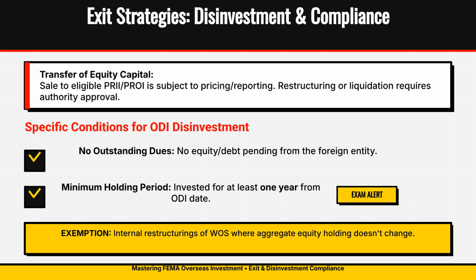Eventually, investors may wish to exit their overseas investments, and FEMA lays down specific conditions for disinvestment. Transfers through sale are generally permitted subject to pricing, reporting, and documentation requirements. For ODI disinvestment, two conditions are especially important. First, there should be no outstanding equity or debt dues receivable from the foreign entity. Second, the investor must have held the investment for at least 1 year from the date of ODI. These conditions do not apply to certain internal restructuring transactions involving wholly owned foreign subsidiaries, where overall ownership remains unchanged.